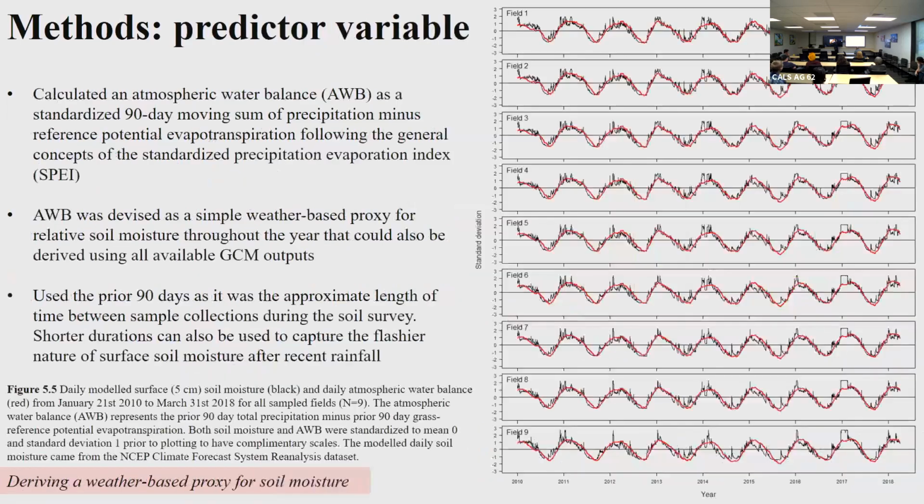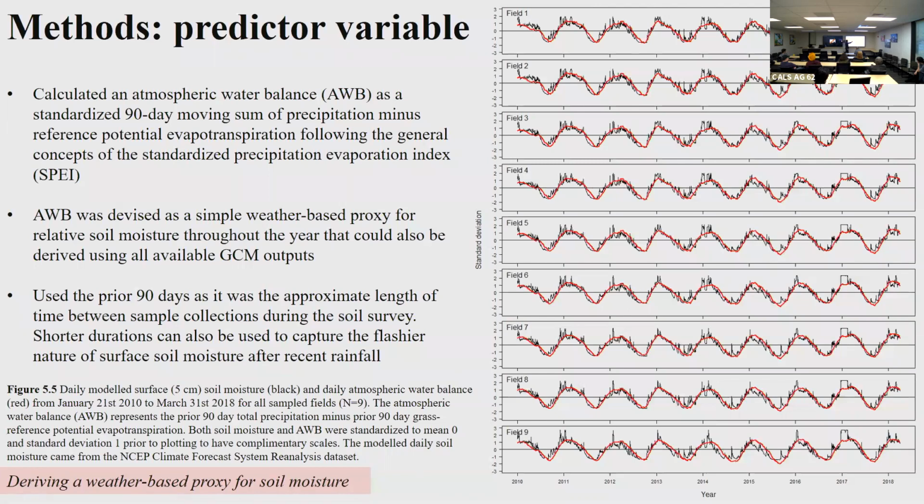Now, for the atmospheric water balance, I already explained what that was: last 90 days rainfall minus last 90 days total evapotranspiration. It's similar to a drought index, but it's standardized a little bit differently. I'm using this because it could be a proxy for seasonal changes in soil moisture. And I'm using the last 90 days because it's the approximate length of time between sampling, but if your own research needs differ, you can change this. I have code, you could use it, maybe if you care about shorter timescales.